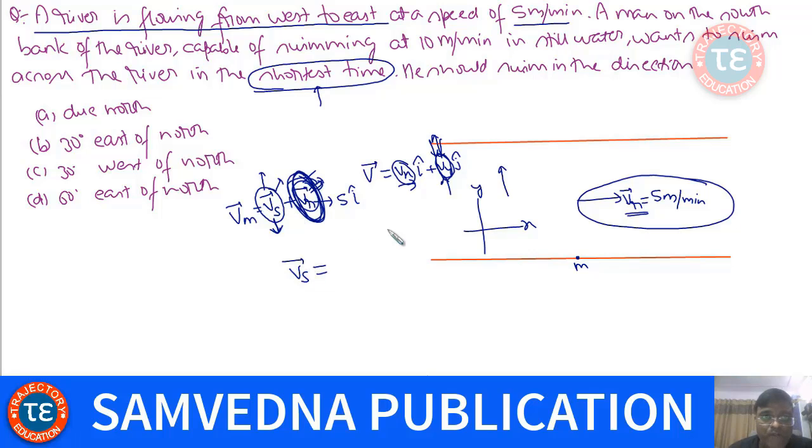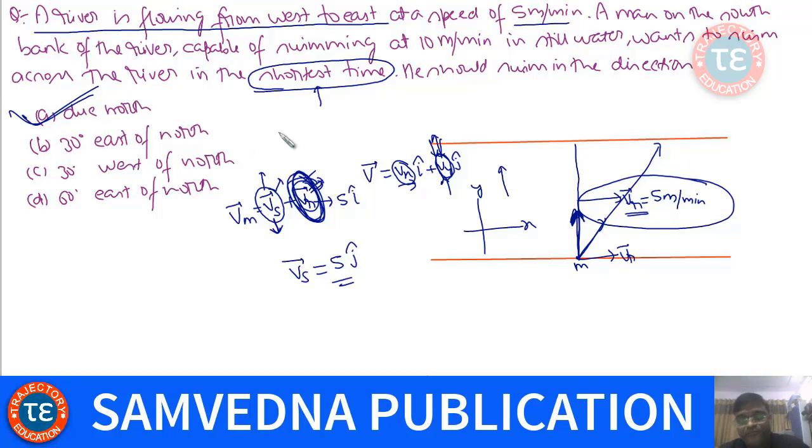Vs means the velocity of the man in still water, his own velocity. Vs should be equal to 5 j cap. So the man should swim in this direction. Though he will go like this, his own velocity should be in this direction. His net velocity will be in this direction because VR will get superimposed on it, but his own velocity should be completely perpendicular to the bank. So he should go due north. That should be your answer. Okay.